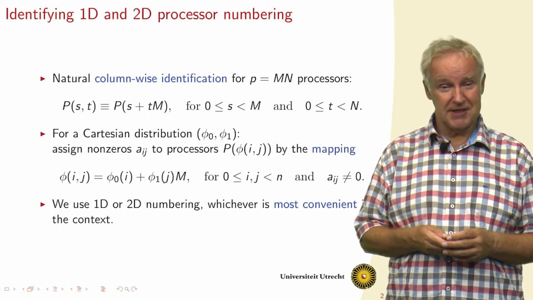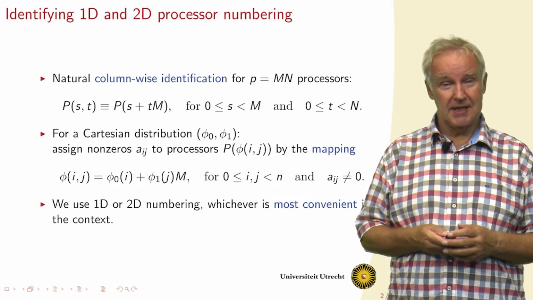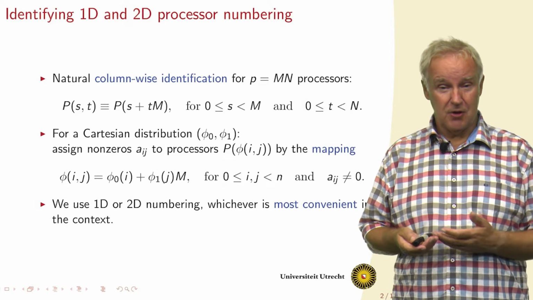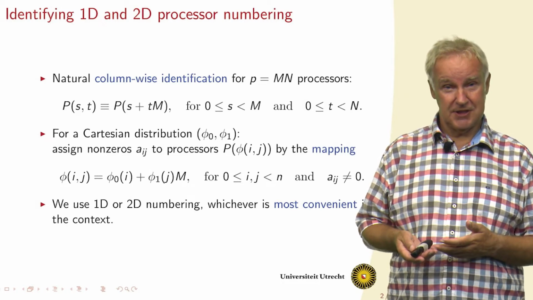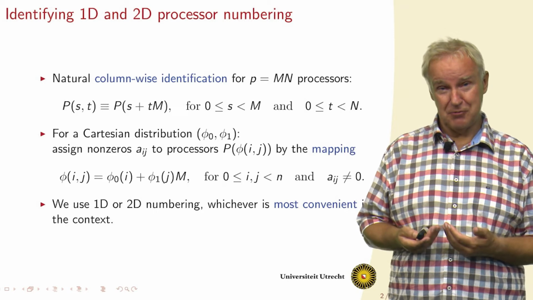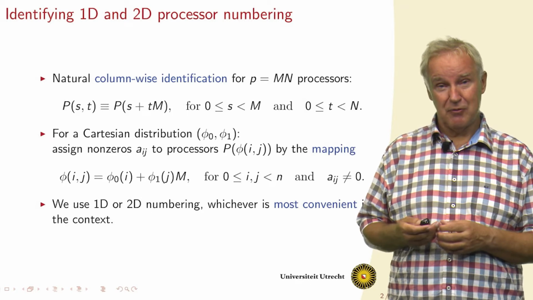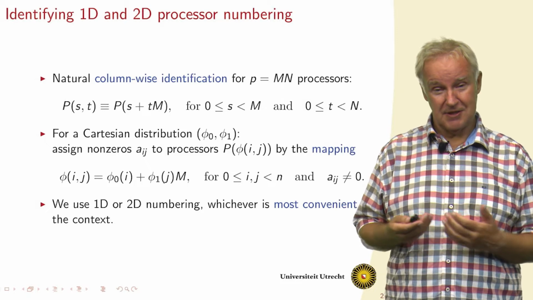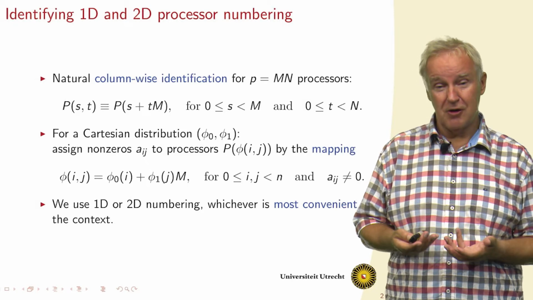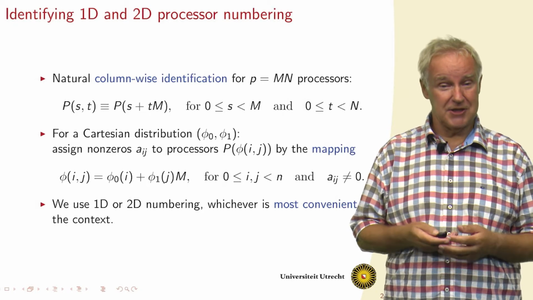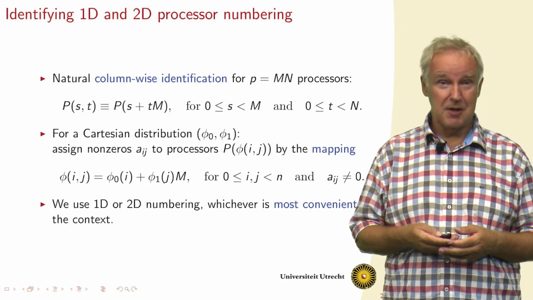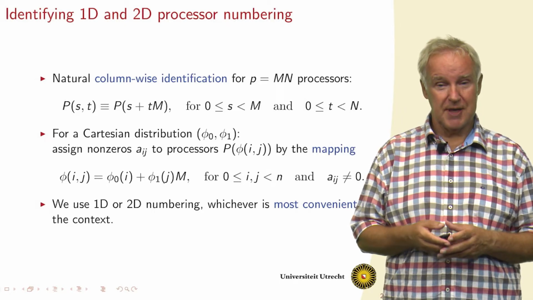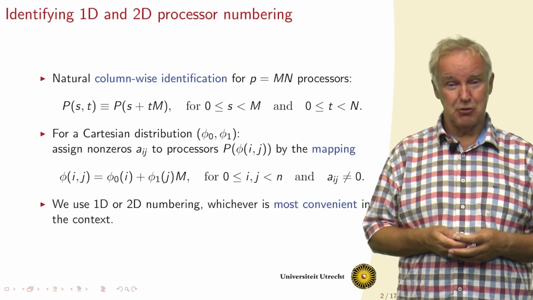And if we have a Cartesian distribution, then phi(i,j) depends on phi_0(i), which is my processor row, and phi_1(j), which is my processor column. And we can still concoct from this a one-dimensional number, phi_0(i) + phi_1(j) times m, if we want to. Sometimes this translation is useful.